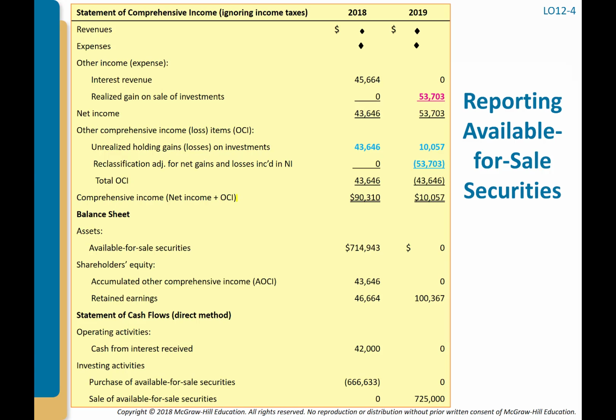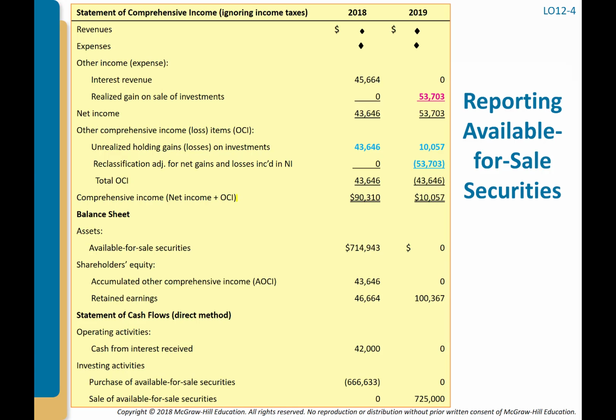Many companies will put this in the footnotes to the financial statements. They'll show you all this detail, and all you'll see is 43,646. That's net of what? That's net of any other unrealized holding gains or losses that occurred during the period minus reclassification adjustments. And then you would be able to see the net, and in the footnotes they would disclose the detail.